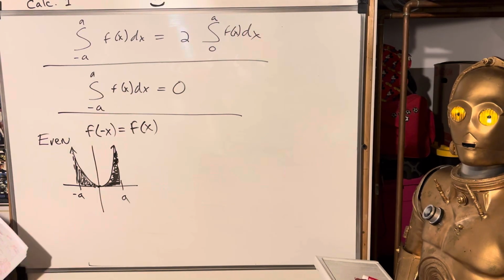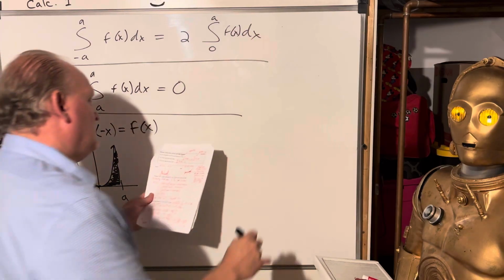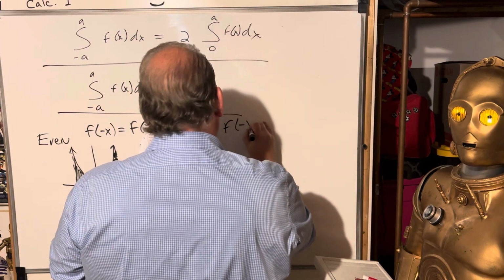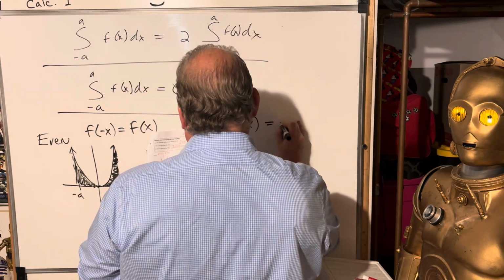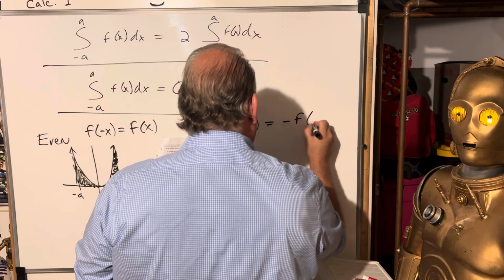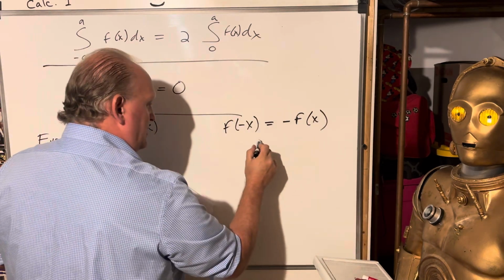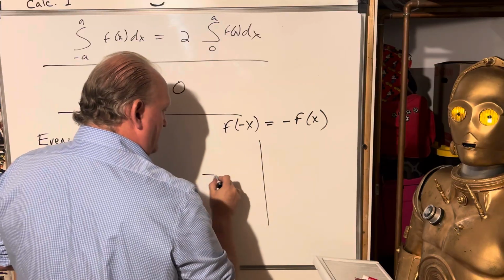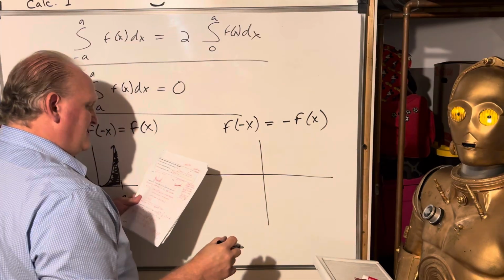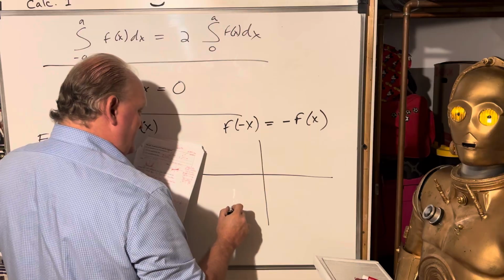That's what's going on there. All right, so on the other one, odd functions, when I put in a negative value, I get out the opposite of the original function, not the same as the original function. And so that is a different kind of symmetry.